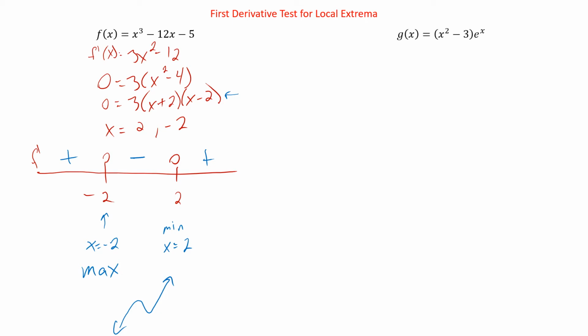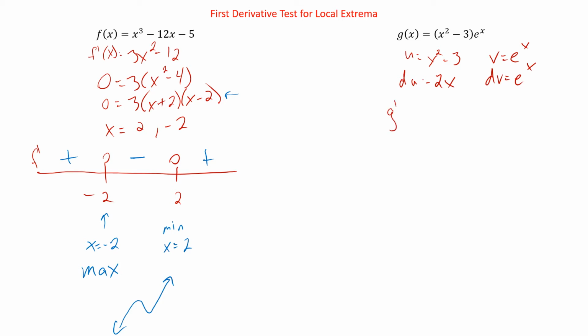How about a different one? g of x equals x squared minus 3 times e to the x. Ooh, we have a product rule here. So u will be x squared minus 3. v is e to the x. So dv is e to the x. du is 2x.